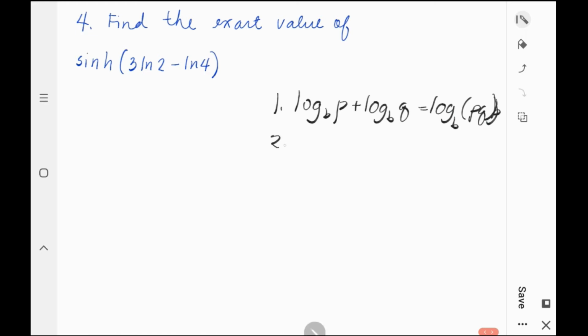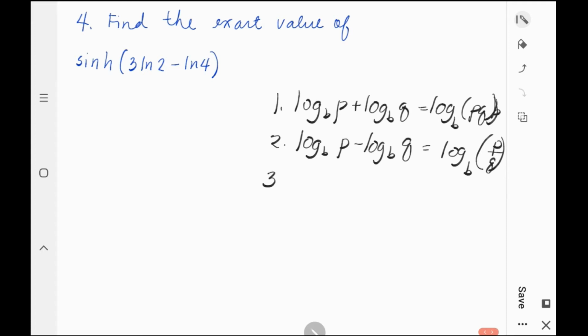For the next property, we have the logarithm base b of p minus the logarithm base b of q. This is equal to the logarithm of p over q base b. So you have a difference of logarithms, so that would be the logarithm of a quotient.